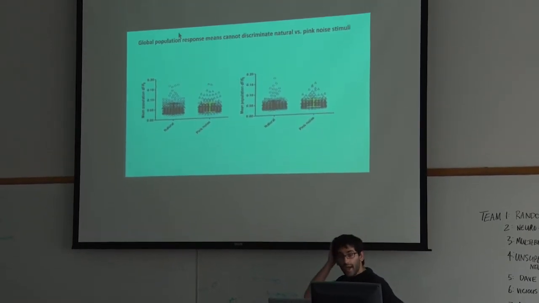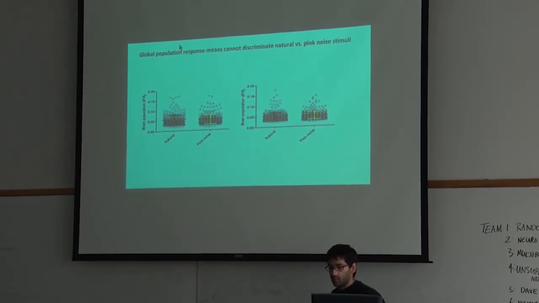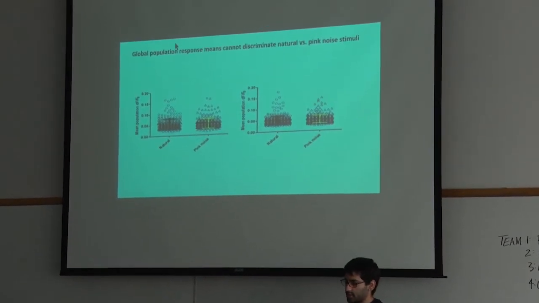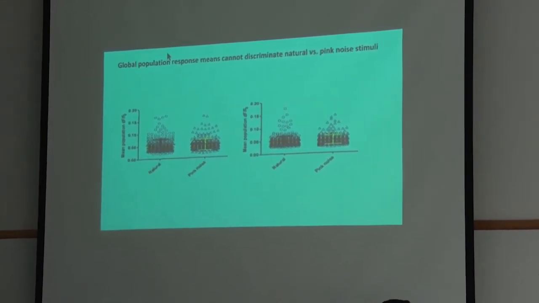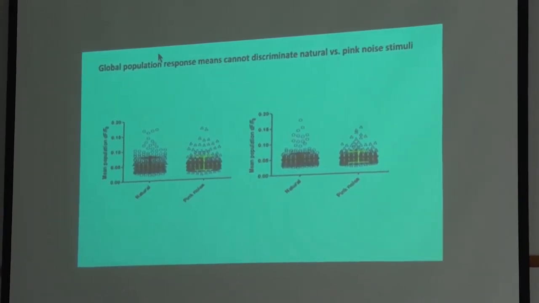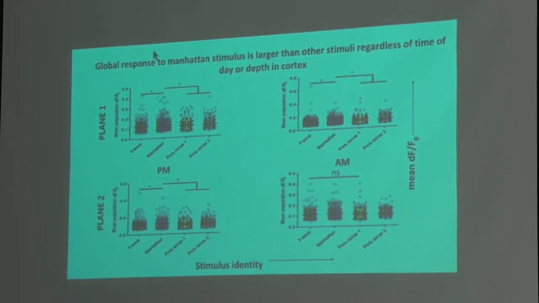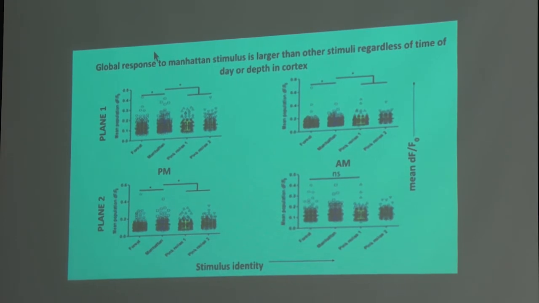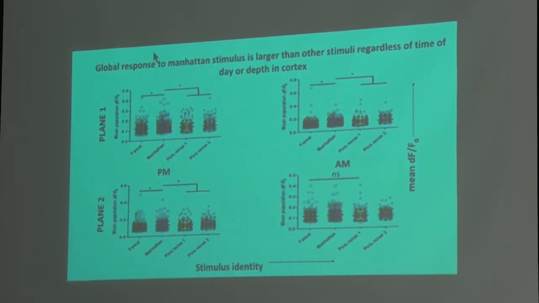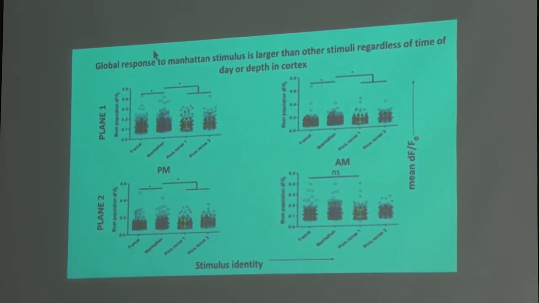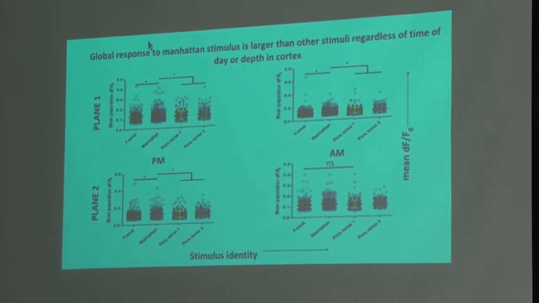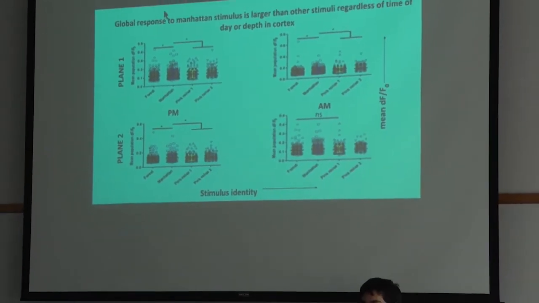As Josue touched on, one of the first things we notice is that these global population response means don't really discriminate the two stimuli. Sorry, I'm going to go pretty quickly here. But the global response to the Manhattan stimulus is significantly larger regardless of time of day or depth in cortex. You're going to notice this trend in my slides where I'm trying to pick out features that are true on one dimension but invariant to other differences.